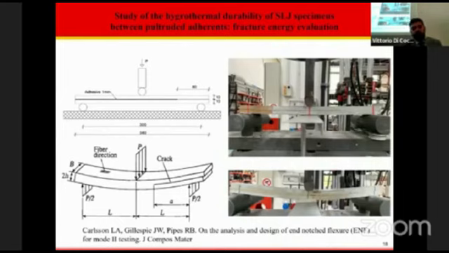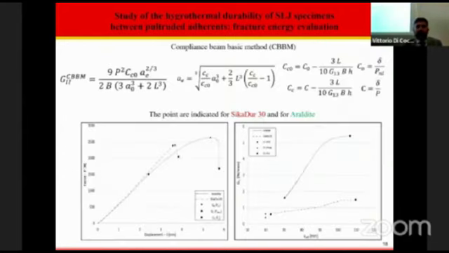The geometry of the specimen is reported here. In order to evaluate the fracture energy, and so also the R-curve, or crack resistance curve, we use the compliance-based beam method. The convenience of this method is that the fracture energy is a function of the initial compliance of the specimen and the initial crack length, instead of an equivalent crack length. We evaluated for both adhesives 3 points.